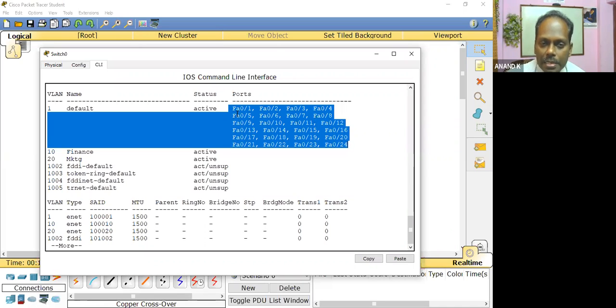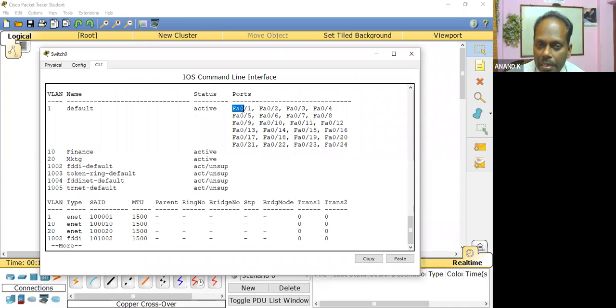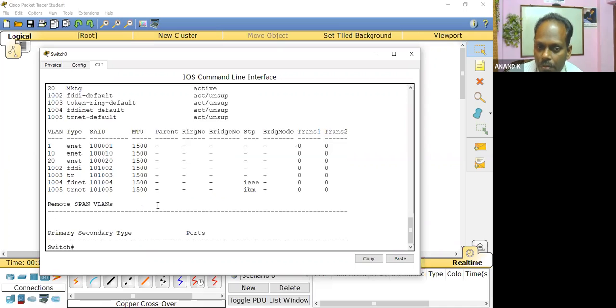Now, our task is, since we have connected this system to 0/1 and the second one to 0/2, these 2 I need to move to the finance department, and 3 and 4 I need to move to the marketing department. Then we will see what will happen. 1 and 2 can communicate with each other, but not with 3 and 4, because they are in a different virtual LAN. The IDs 10 and 20 are 2 different IDs. Is this clear now, the task we need to do?